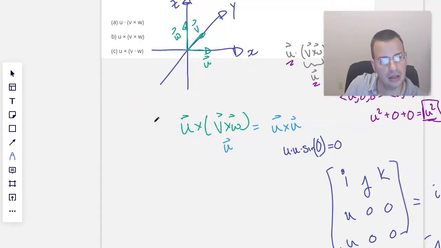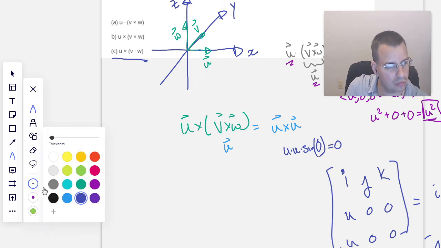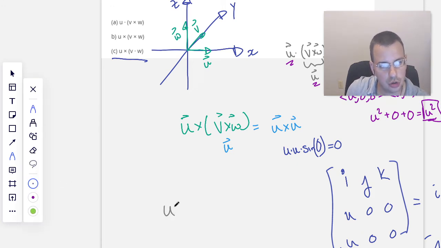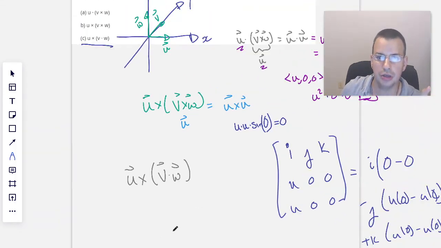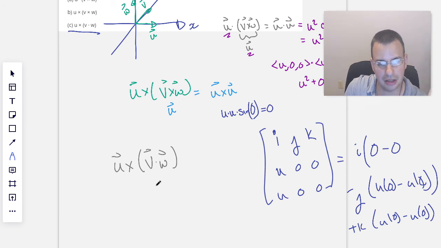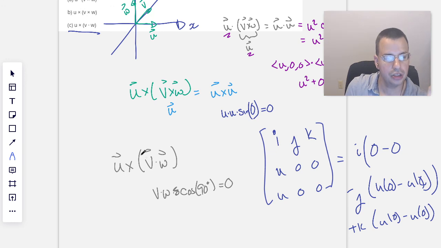All right, now I have our third scenario right here. This is going to be u cross v dot w. So v dot w is going to be a measure of how parallel v is to w. So we said here, this is going to be a scalar, magnitude of v, magnitude of w, times the cosine of the angle between them, which we know is 90 degrees. Cosine of 90 degrees is 0, so this is going to equal 0. So this is going to be u cross 0.